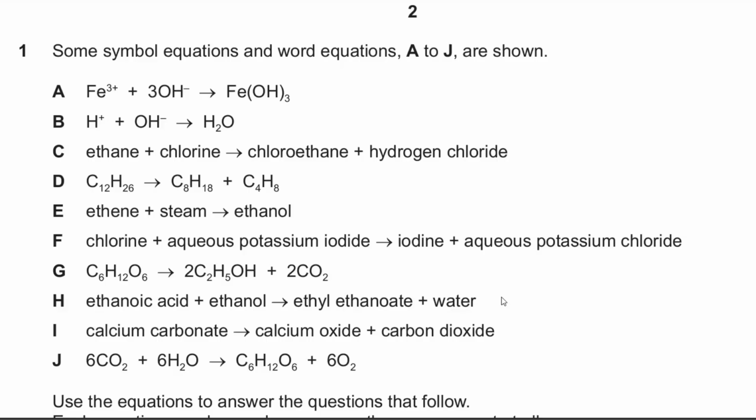Question 1. Here, they have given us a list of equations labeled A to J, and we are supposed to match each one with the correct type of reaction.